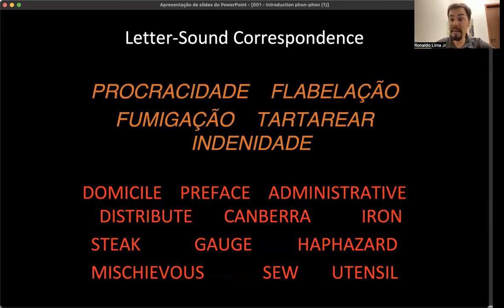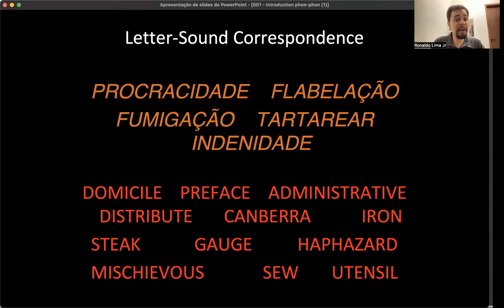There are many words that native speakers have doubt in how to pronounce, because Portuguese has a much stronger letter-sound correspondence than English. It's not perfect, but it has a strong correspondence between letters and sounds, and we transfer this to English and end up mispronouncing many things, right? So these words in red are words that I have selected that are frequently mispronounced by Brazilians, okay?